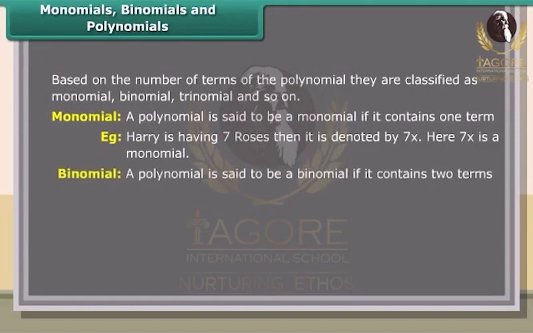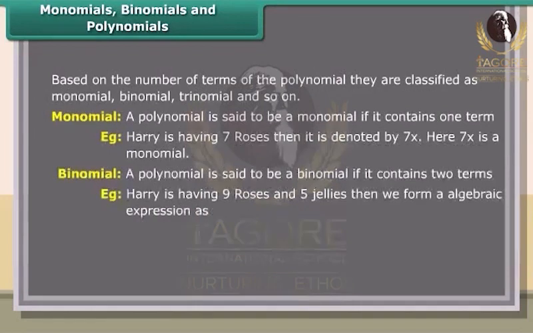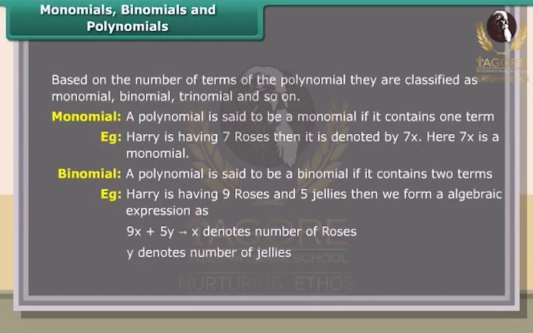Binomial: a polynomial is said to be a binomial if it contains two terms. Example, Harry is having 9 roses and 5 jellies. Then we form an algebraic expression as 9x plus 5y. x denotes the number of roses, y denotes the number of jellies. 9x plus 5y is a polynomial which contains two terms.